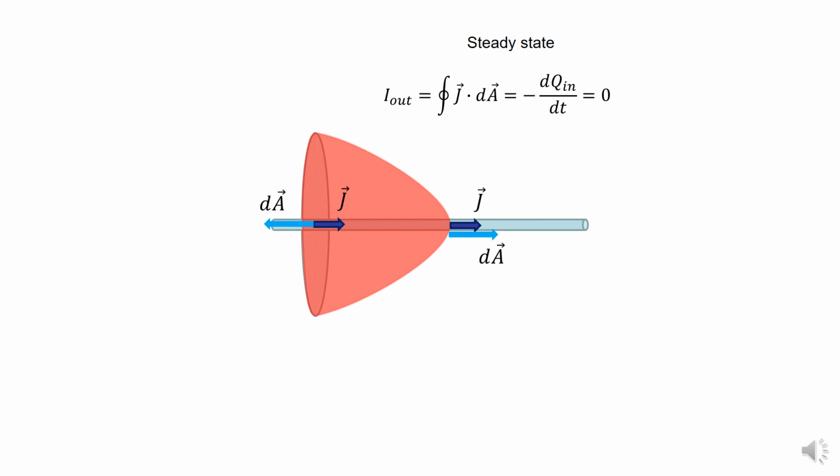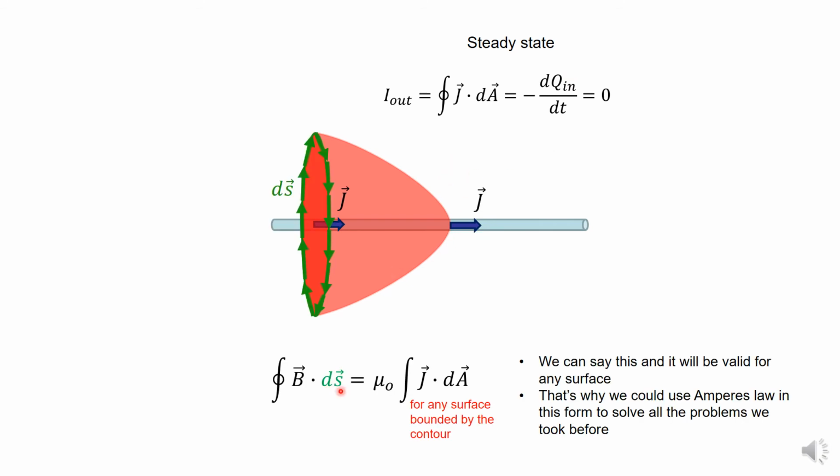So that means that if you calculate the integration of B dot ds around this contour, the perimeter of the circle, you can say that it's equal to mu naught times the integration of J dot dA for any surface bounded by the contour. There's no problem with this because this surface integral gives you the same value no matter if you take the surface to be the flat one, or the curved one, or any other one. As long as the surfaces are bounded by the same contour, the integration of J dot dA will be the same for all of them.